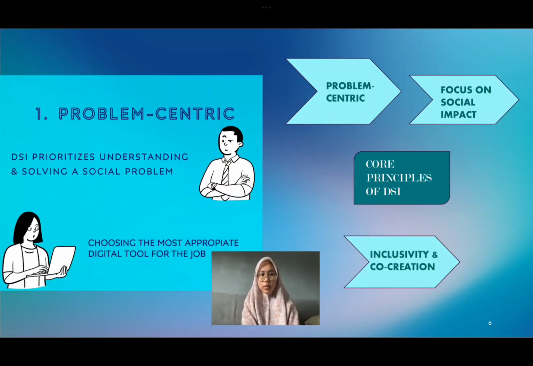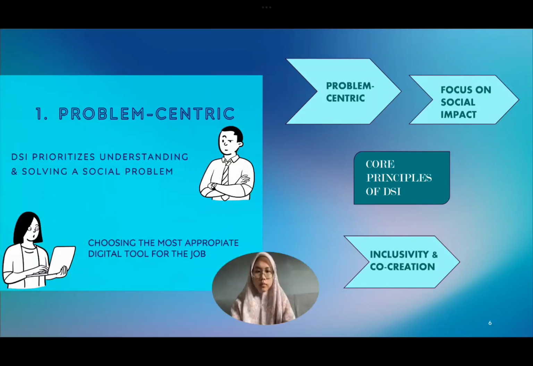Next, let's talk about the core principles of DSI. The first core principle is problem-centric, not technology-centric. DSI prioritizes understanding and solving a social problem first, and then choosing the most appropriate digital tool for the job.